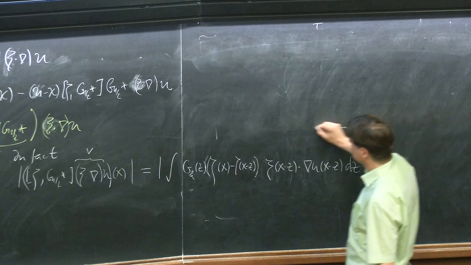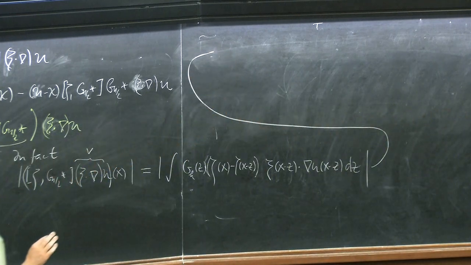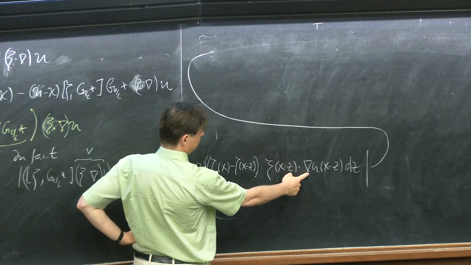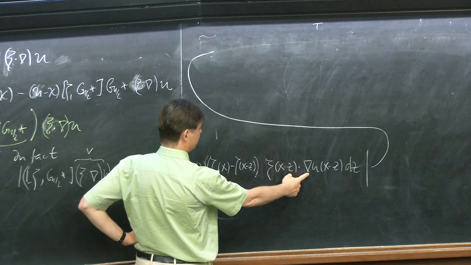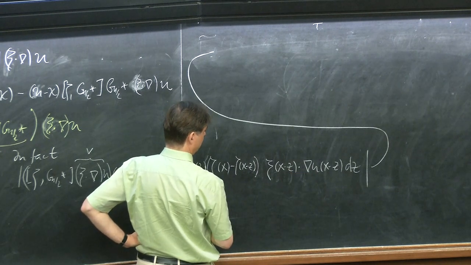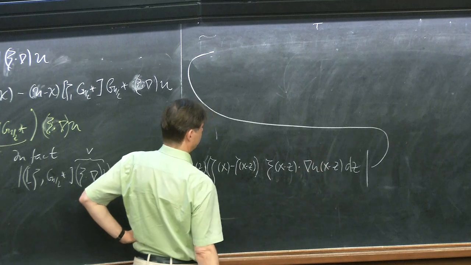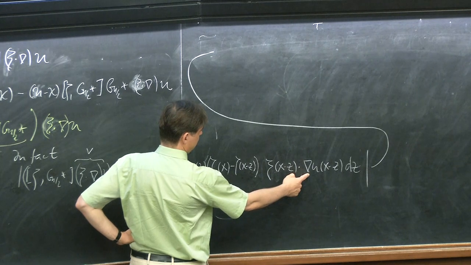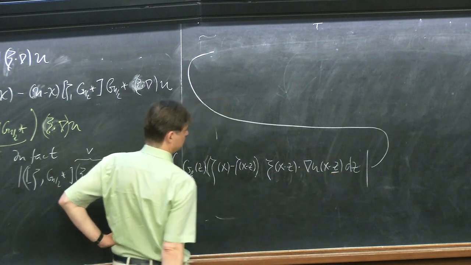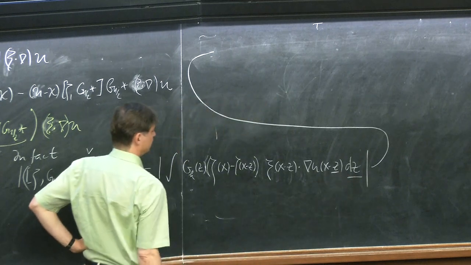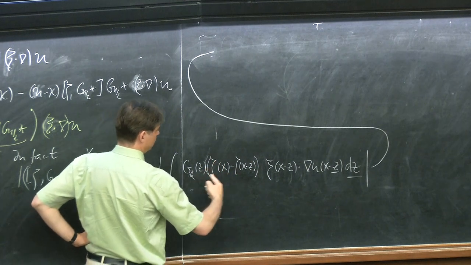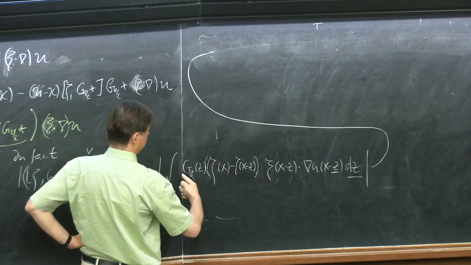OK. So far, we haven't done much besides rewriting the integral. And now the key step is to get rid of this gradient, because we can't afford the gradient on this function, because we have no control on that. So the idea, of course, is to do an integration by parts in the z variable, because we're integrating in the z variable. Which means if I do integration by parts, the gradient will affect everything here which depends on z.